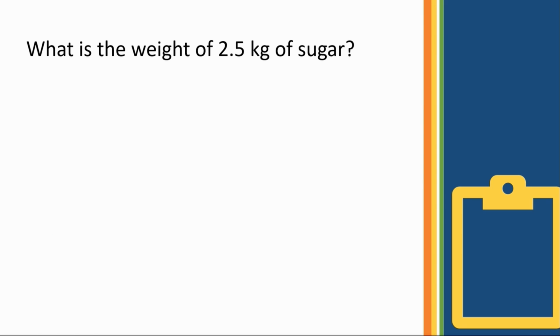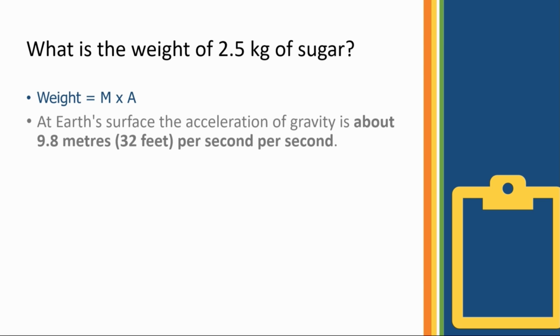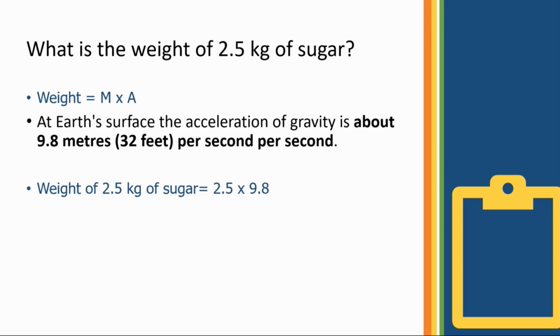Going back to this question, what is the weight of 2.5 kilo of sugar? The weight equals m times a. On Earth, the acceleration of gravity is about 9.8. So the weight of 2.5 kilo of sugar is 2.5 times 9.8, which becomes 24.5 Newton.